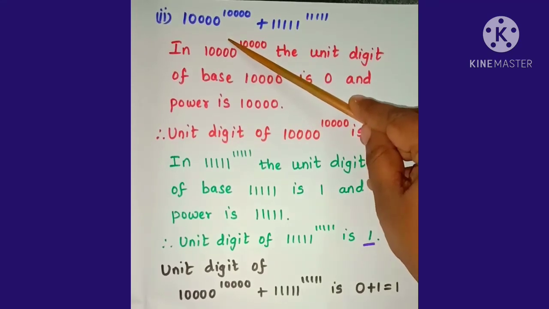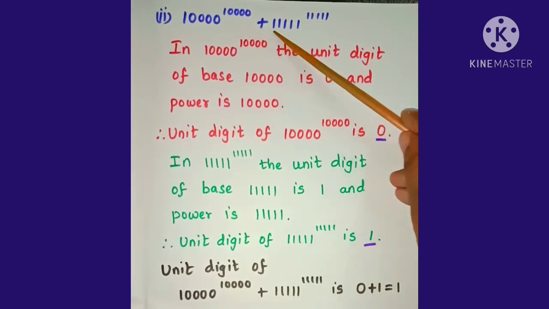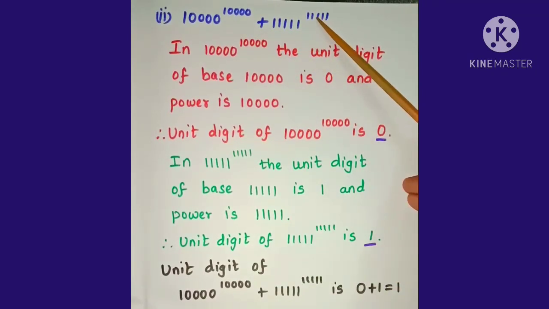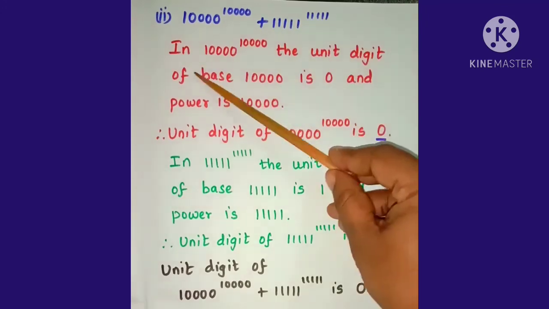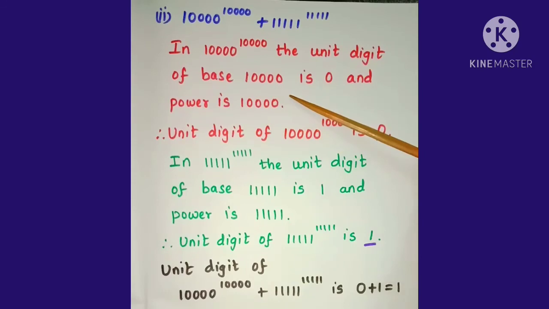Here find the unit digit of the numeric expression 10,000 to the power of 10,000 and 11,111 to the power of 11,111. So here in 10,000 to the power of 10,000, the unit digit of base 10,000 is 0 and the power is 10,000. So the unit digit of 10,000 to the power of 10,000 is 0. We know that for the base numbers whose unit digits are 0 and 1, the unit digit of the number corresponding to any positive exponent remains unchanged.